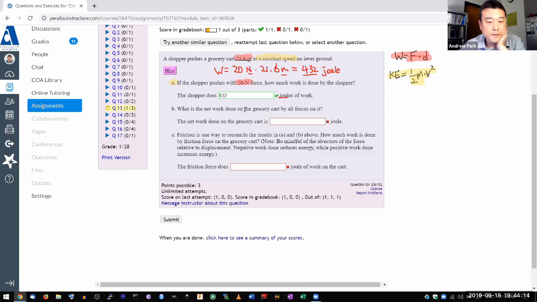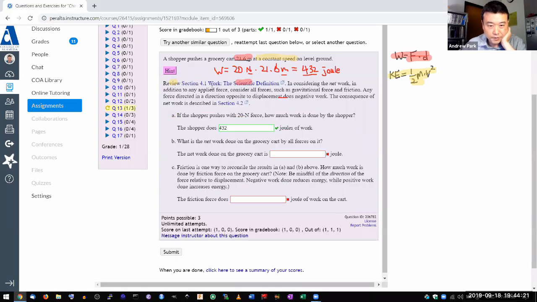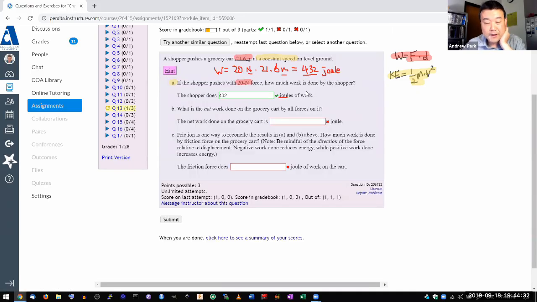So, the concept that I'm referring back to, which I think is referred to in the hint, which refers obliquely to the consequence of net work described in section 4.2. For those people here, let me give you what that consequence is. The consequence is that when you have net work, that results in change in energy.